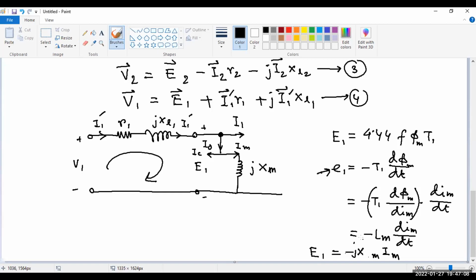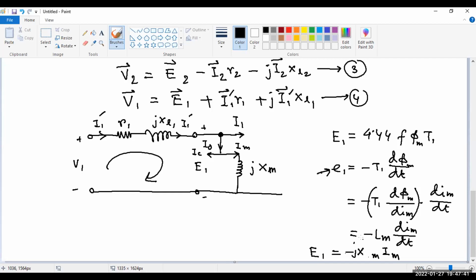When we represent some voltage as a source, we try to represent it as N dφ/dt. But when we represent that voltage as a voltage drop, we draw the analogy of inductance, so it's L di/dt. So L di/dt is basically a voltage drop. Therefore this negative sign is coming. So that means ultimately E1 equals L di/dt.